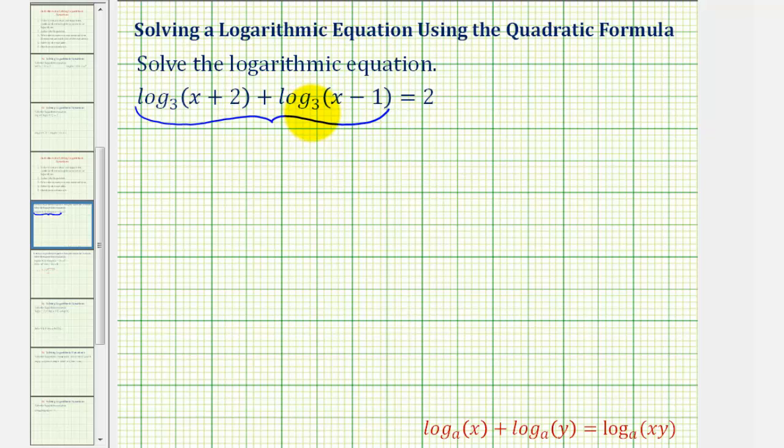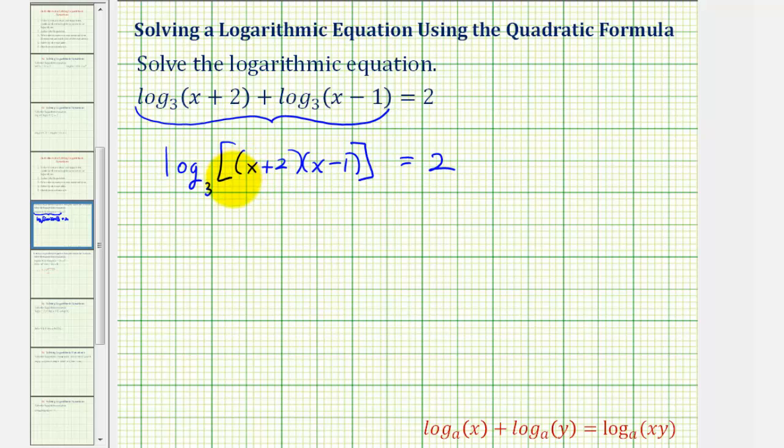Because we have a sum of two logs with the same base, we can take advantage of the product property of logarithms, where if we have a sum of two logs, we can write them as a single log if we multiply the number parts of the logarithms. Which means the left side of this equation is equal to log base 3 of the quantity x plus 2 times the quantity x minus 1. And this is still equal to positive 2.